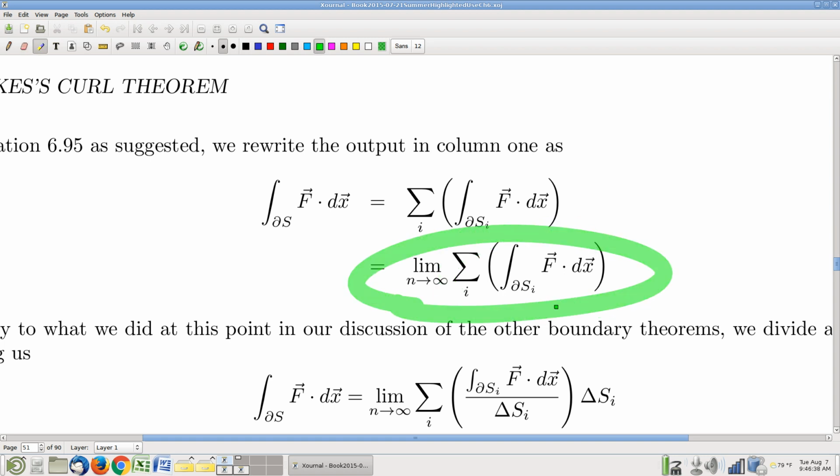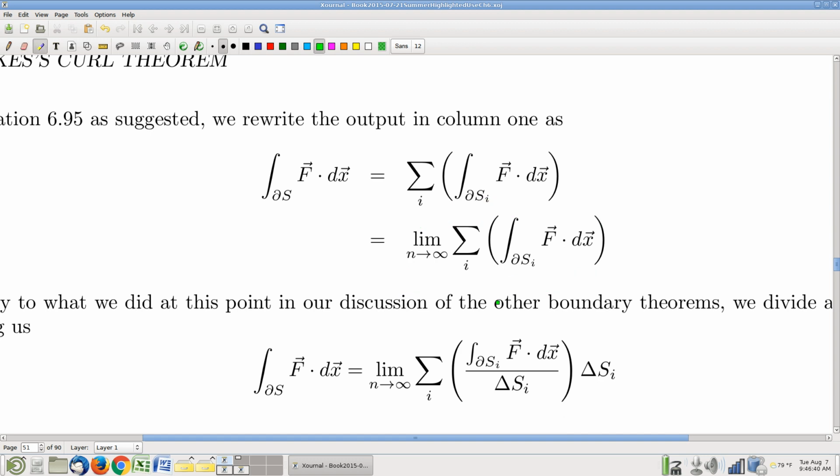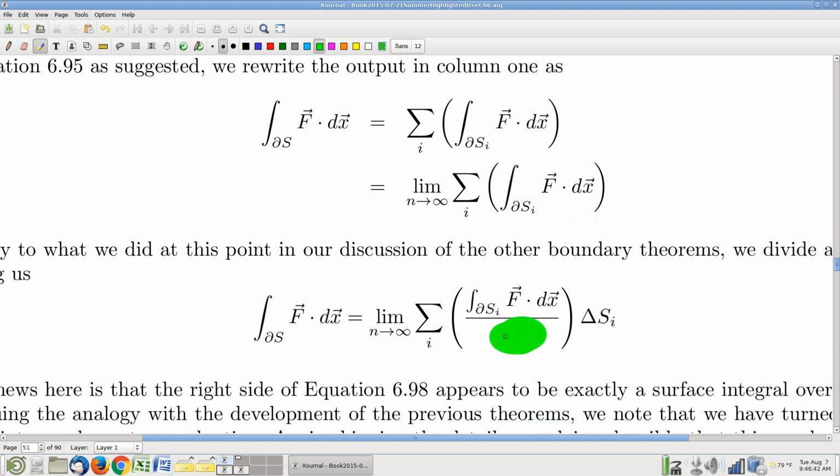Does this look like a surface integral? Well, not really. We want it to look like a surface integral, so we multiply and divide by delta S. Now this is looking a lot like a surface integral. Bad news, we don't happen to recognize this expression. Right? Circulation per unit area is not something we've already seen before. So what? It doesn't matter that we don't happen to recognize it.